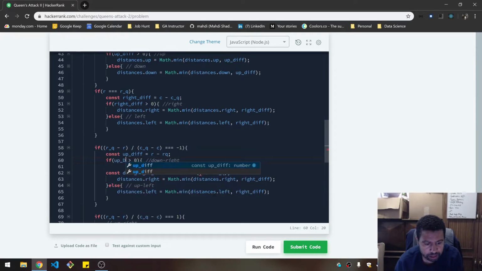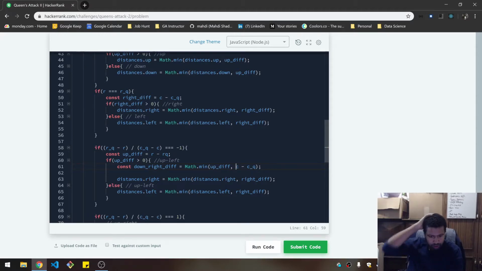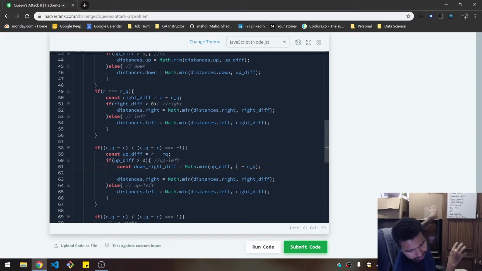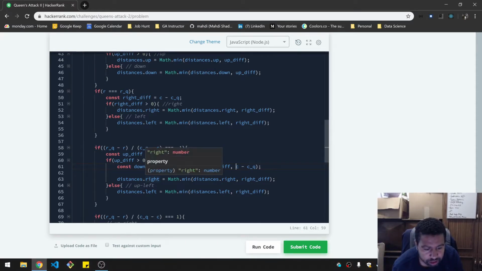If up diff is positive, this is going to be an up left situation. Then I want to take the minimum difference of up diff and C minus Q. If it's positive, that means you're above the queen and to the left of the queen. So that's going to be positive either way. You want the minimum of those two. That makes sense.